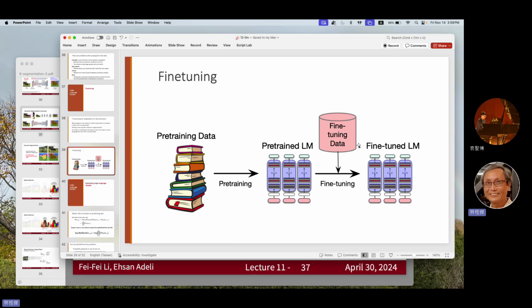Depending on your specific task, some fine-tuning is very important to do before you use the model, especially, for example, in the medical area. Even though you have a pre-trained model, in a specific hospital, for some specific group of patients, you need to change the model a little bit so that you can give the right answer, not always just the generic ones.